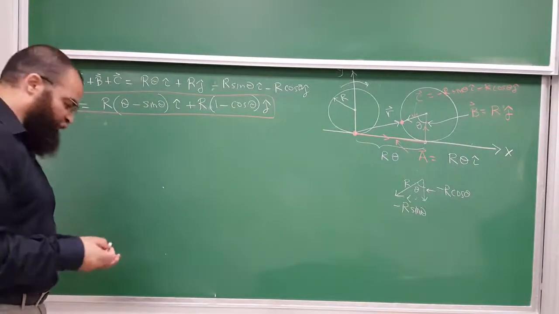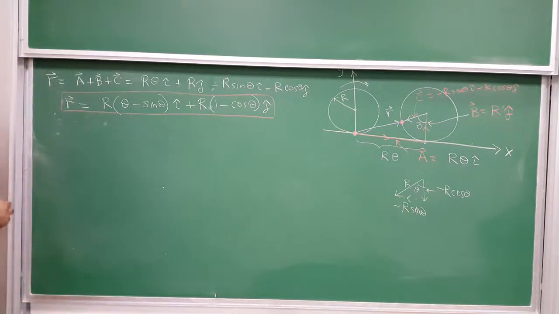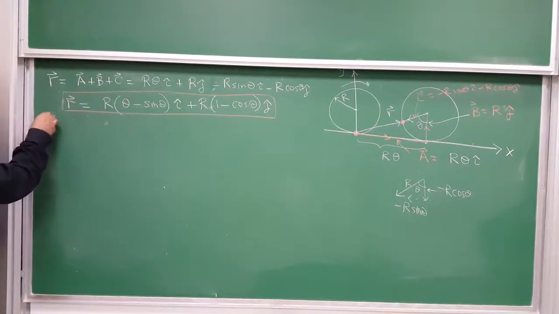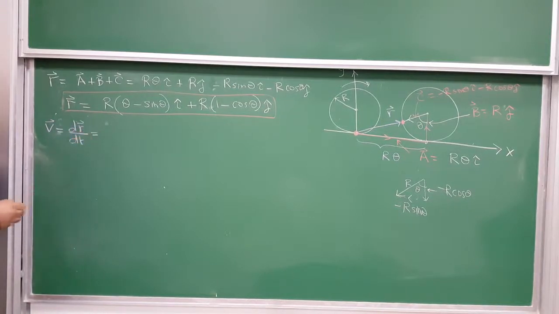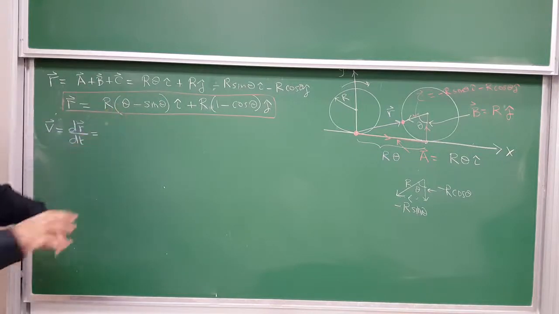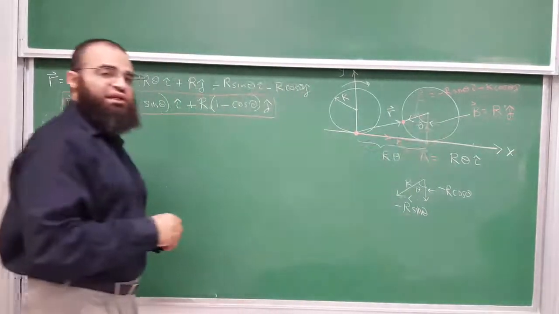All right. If you know the position vector, you can calculate the velocity vector. Well, the velocity vector is dr/dt. We have to take the derivative of this. Notice theta is changing over time. Theta was 0 and it's growing as you spin. So theta is a function of time.